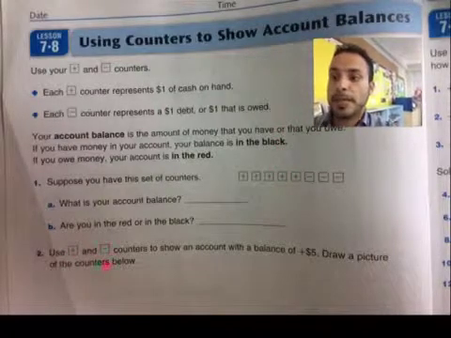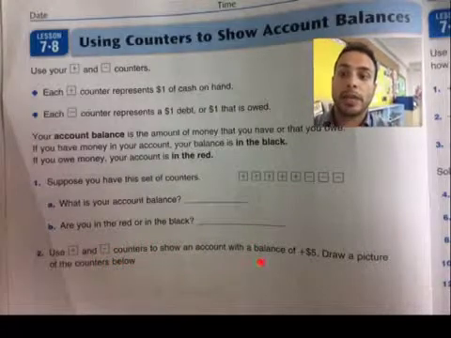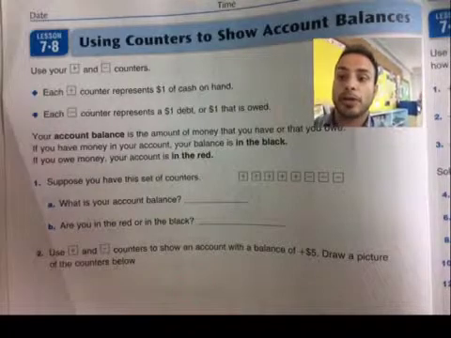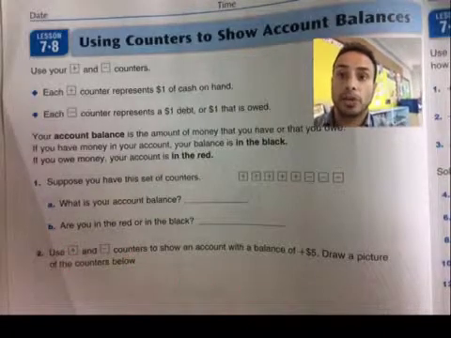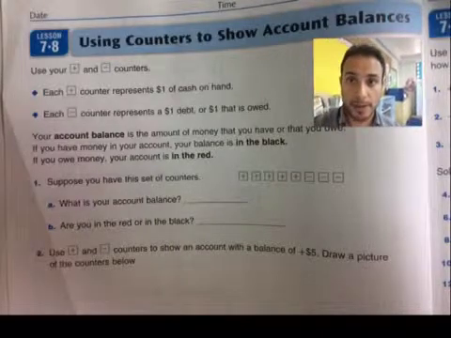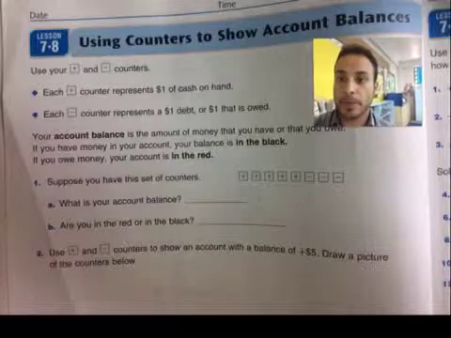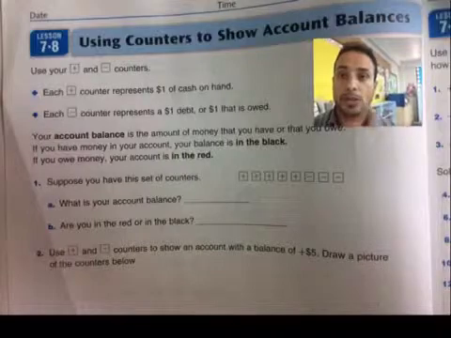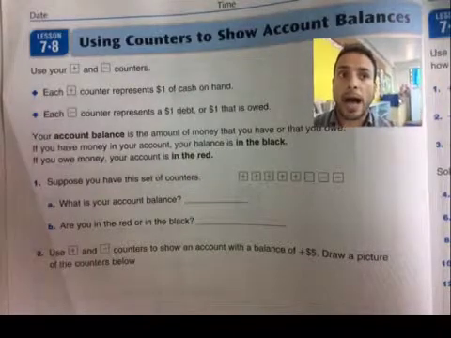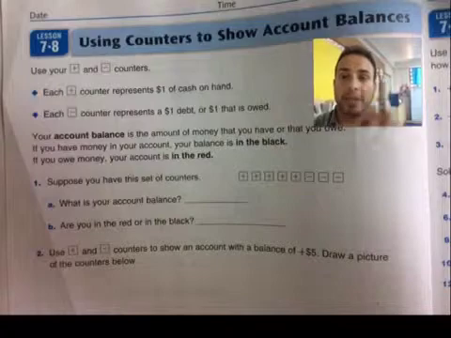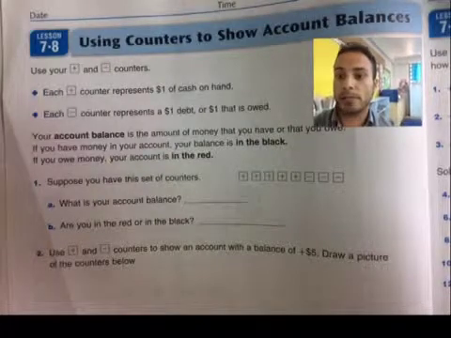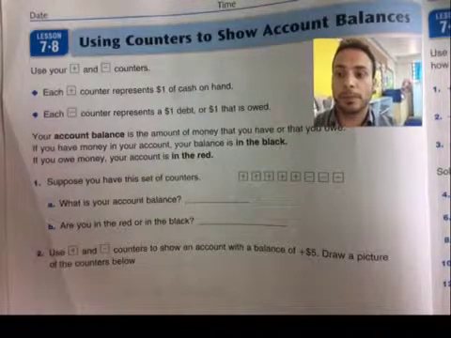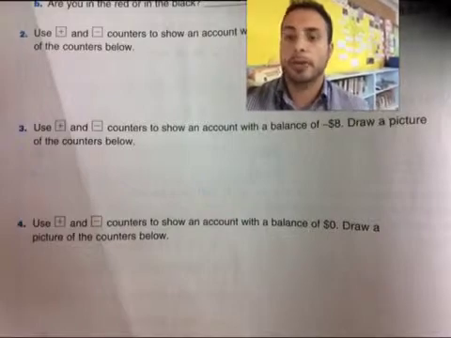Use plus and minus counters to show an account with a balance of plus $5. Draw a picture. You're going to need to draw a picture using both positive and negative to show a plus 5. Got it? You can go ahead and make your own, and we'll check our different ones in class. Just make sure that the negative weighs out or balances out the positive, and that way you can make sure that you have 5 positives no matter what negatives or positives you have.